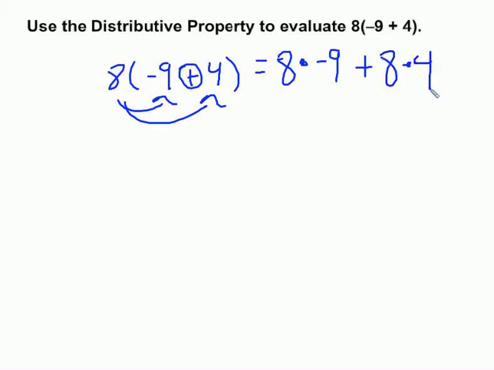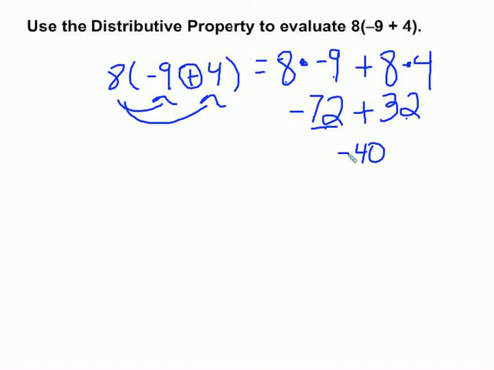8 times negative 9, I have to remember my sign rules. A positive times a negative is a negative. So that's negative 72 plus 32. And remember, when I add different sign numbers, I subtract and I take the sign of the larger absolute value. So 72 minus 32 is 40, but since the 72 has a larger absolute value, the negative 72 has a larger absolute value, my final answer is negative 40.